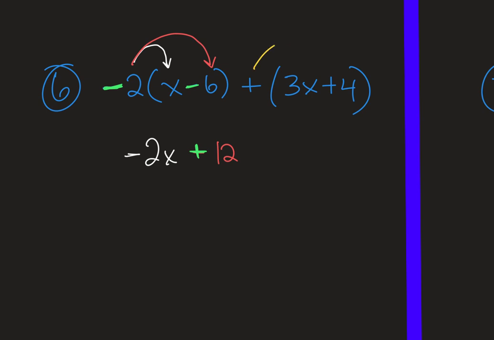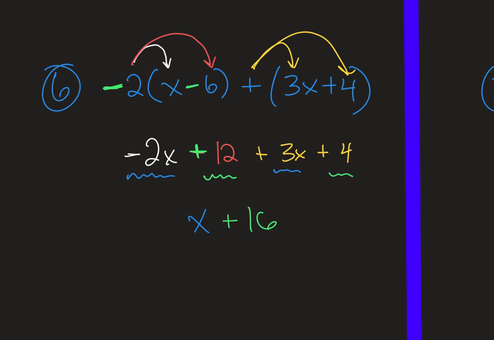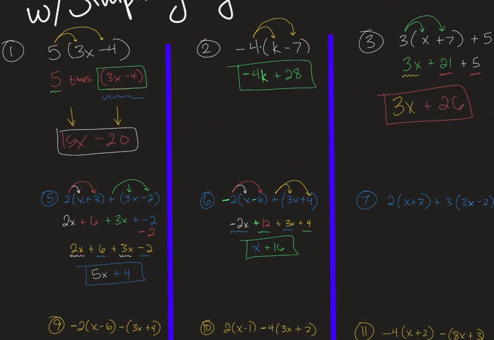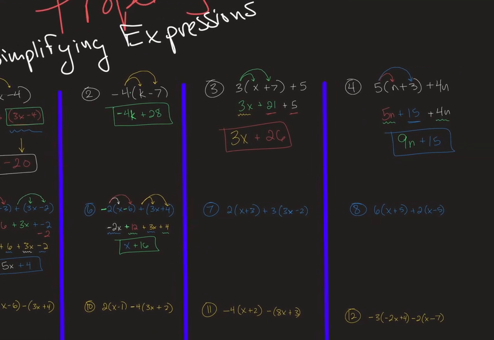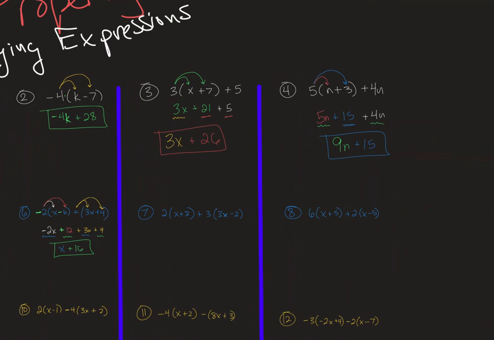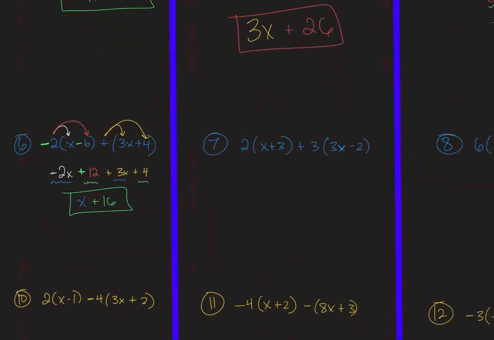Now, plus 3x, remember that plus doesn't change anything. This plus 4, it doesn't change anything. Now we just combine like terms. Negative 2x and 3x is x. 12 and 4 is 16. We're done. So if you're wondering, like, okay, why are these seemingly so easy? Because we have only really just been multiplying one of the groups and then possibly adding to simplify.